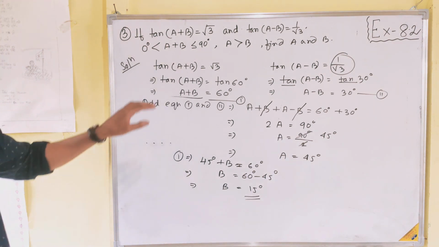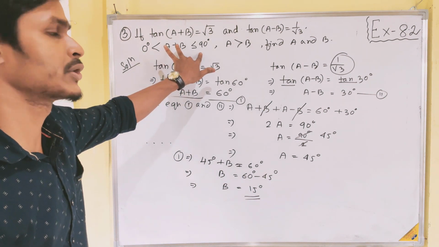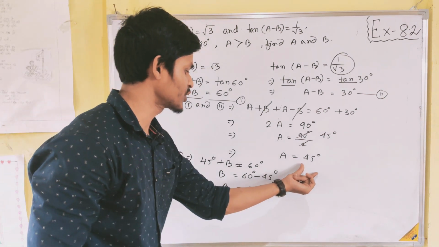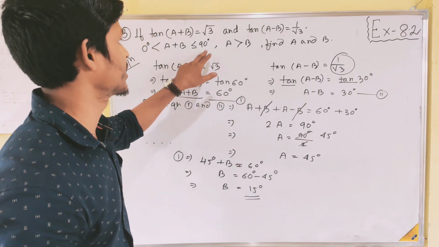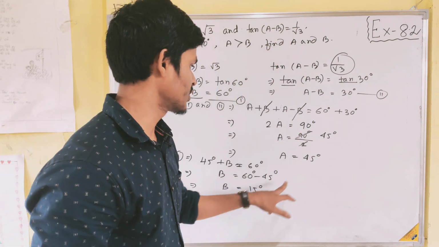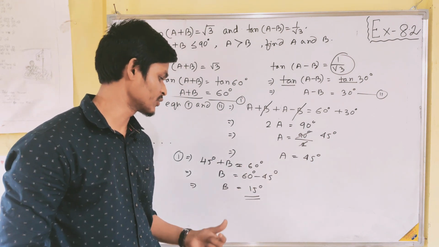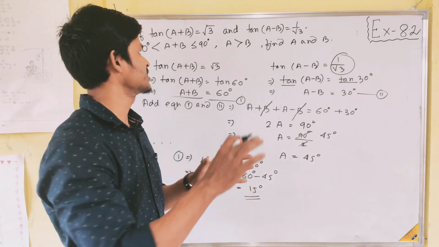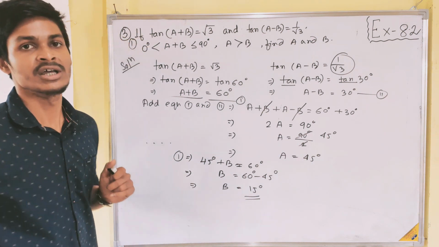Now the condition: a plus b must be greater than 0 and less than or equal to 90 degree. You get this condition because 45 plus 15 is 60, and this 60 degree is greater than 0 and less than 90 degree, and a is greater than b because the angle of a is 45 degree and angle b is 15 degree. So this is your exercise 3, this is your 3-1.